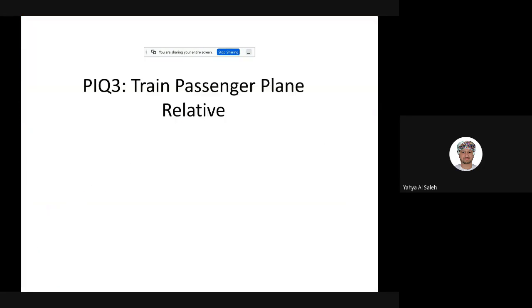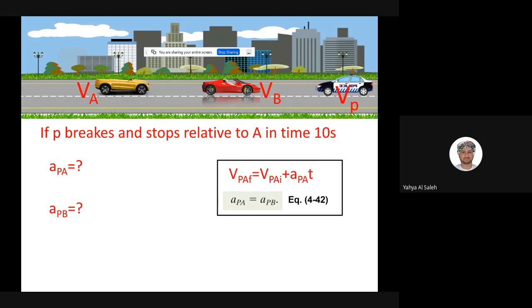So, according to our rule, V_PA is equal to V_PA initial plus at. This is our rule from the beginning, v equals u plus at, right? We need to find a. My final velocity is 0. My initial velocity was 78 kilometers per hour plus a, and my t is 10 seconds, which means my a is equal to 7.8 kilometers per hour per second.